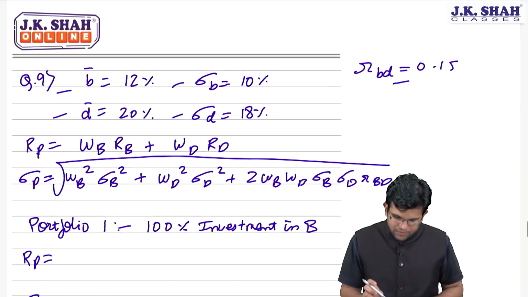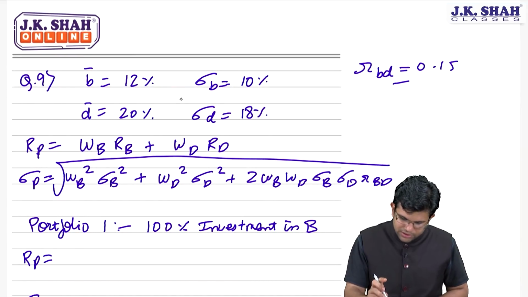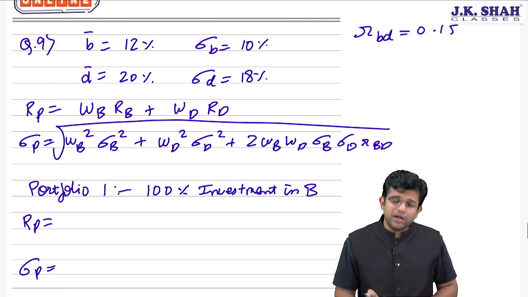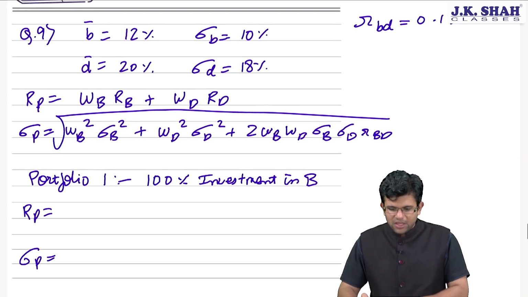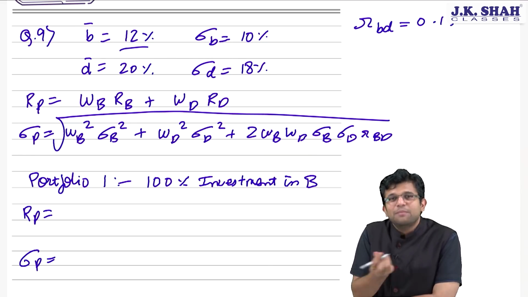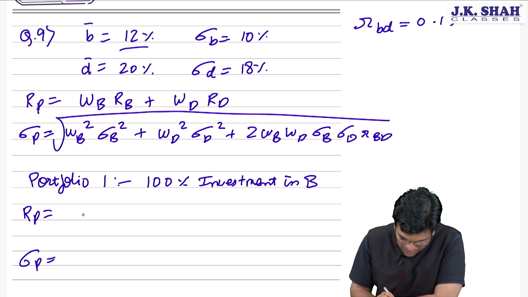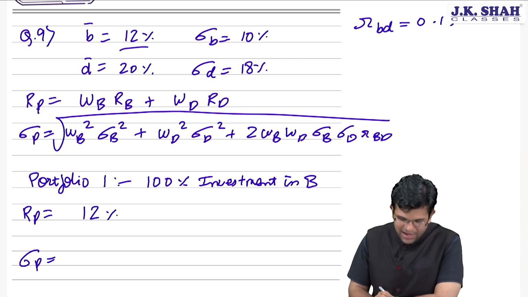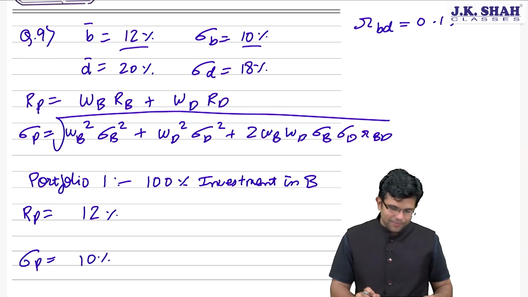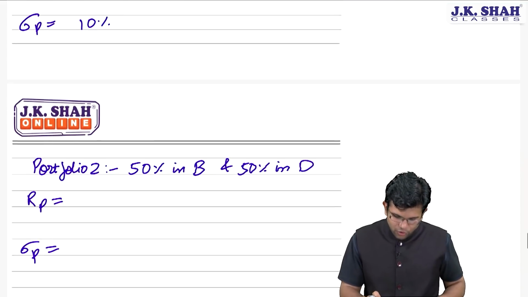So let's now put numbers and start the question straight away. Students, portfolio 1 that they are telling you is 100% investment in B. If it is 100% investment in B, then the RP will be nothing but B bar only, correct? Because only B is there in your portfolio. So my RP will be 12% and my sigma P will be nothing but sigma of B, that is 10%. Nothing much to calculate here.